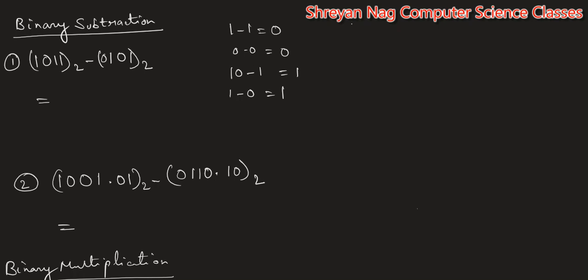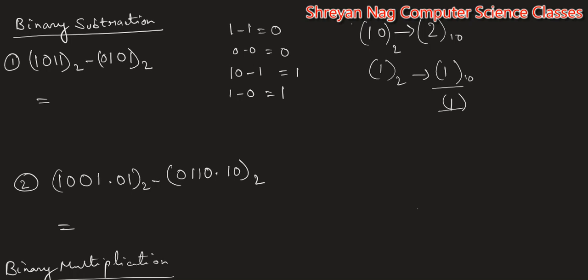Now binary subtraction. We have to know the rules before we start subtracting binary numbers. 1 minus 1 is 0, 0 minus 0 is 0, 10 minus 1 is 1, and 1 minus 0 is 1. Now you will be asking why 10 minus 1 is 1. The thing is that if you convert 10 in terms of decimal, it is 2 in decimal, and 1 in binary is also 1 in decimal. So basically if you subtract these two, what are you getting?